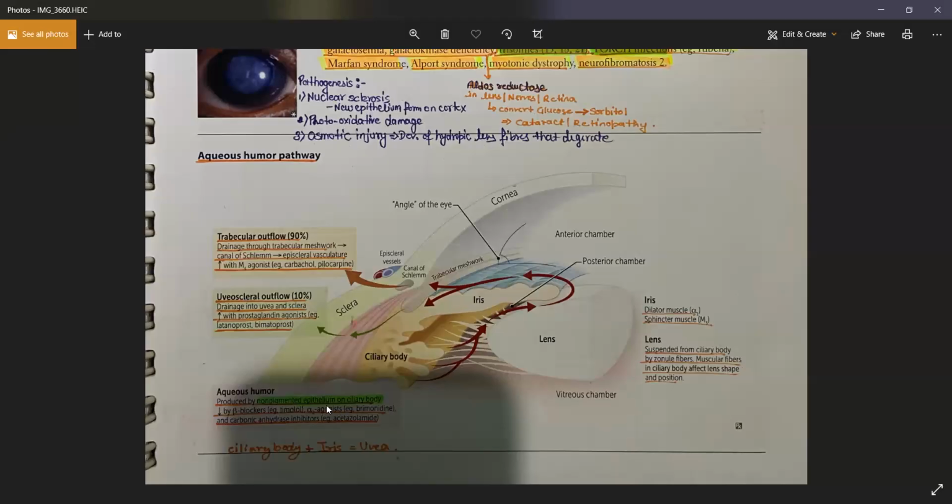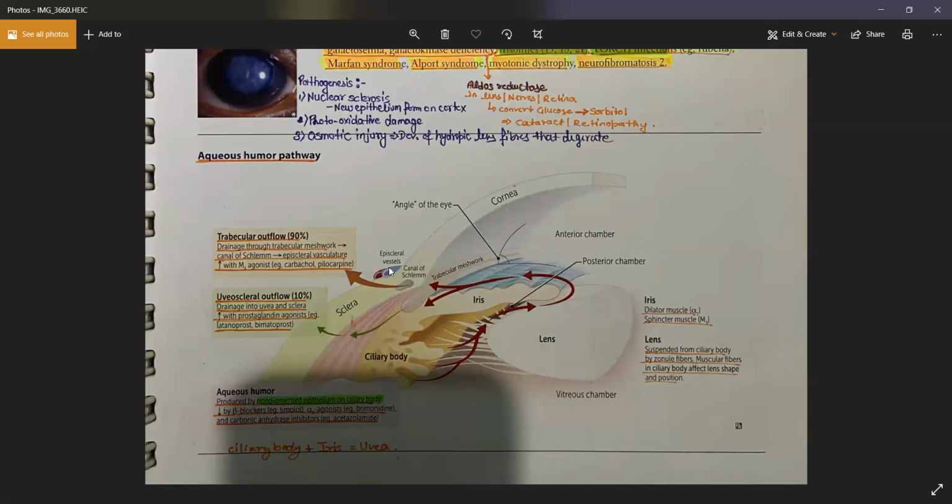You have the alpha 2 agonists, which decrease the sympathetic outflow, and as a result you will have a decrease in the formation of the aqueous humor. Third, you have the carbonic anhydrase inhibitor, and carbonic anhydrase is required for the formation of the aqueous humor. If this enzyme is inhibited, I will have a decrease in the formation of aqueous humor, and that will be acetazolamide. So acetazolamide, brimonidine and timolol, all these three agents can decrease the formation of my aqueous humor.